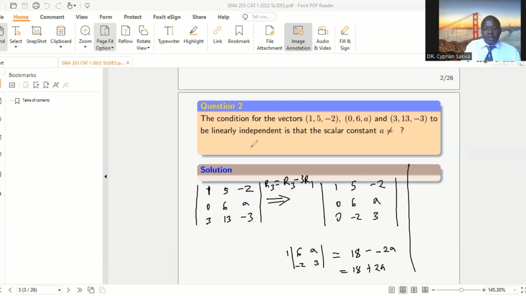And so the condition for these vectors to be linearly independent is that this determinant should not be equal to 0. So 18 plus 2a should not be equal to 0. That means 2a should not be equal to -18, when I just cross -18 to the other side of the equal sign. And that means a should not be equal to -9. So that is how I would have done this question even using determinants, to find the condition that the question wanted.